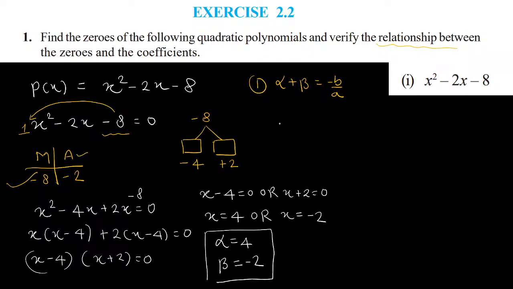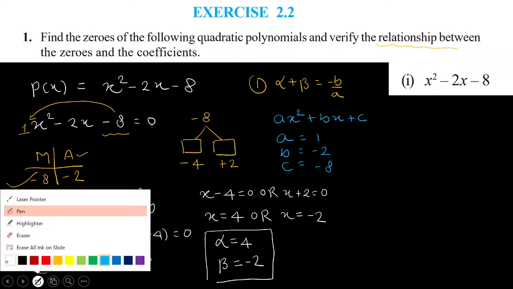We will compare the given quadratic polynomial with the general form ax square plus bx plus c, and from here we'll get the values of a, b and c. So a is 1, b is minus 2 and c is minus 8. So let's verify the result.